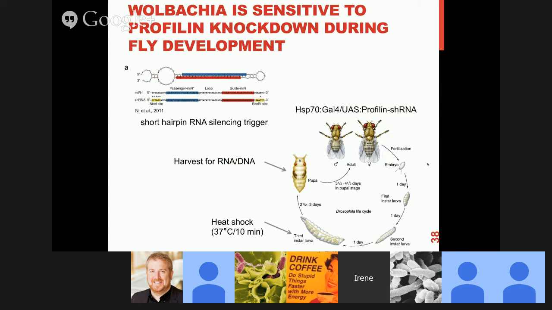There are many advantages to working in flies, and one of them is that there is a suite of genetic tools that we can take advantage of, one of which is this large library of short hairpin RNA silencing triggers that was developed by the Perrimon lab. And we found one that was specific for profilin. What we did is we generated flies driving expression of this short hairpin RNA silencing trigger from HSP70. Then we heat shocked these third instar larvae at 37 degrees for 10 minutes, and then we harvested the pupae for RNA and DNA to see whether by knocking down profilin at this stage we could see a Wolbachia titer defect in the pupae.